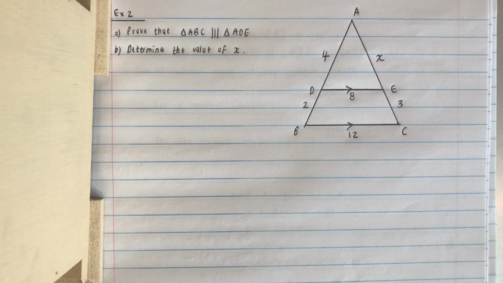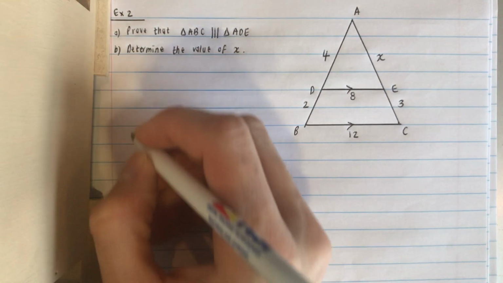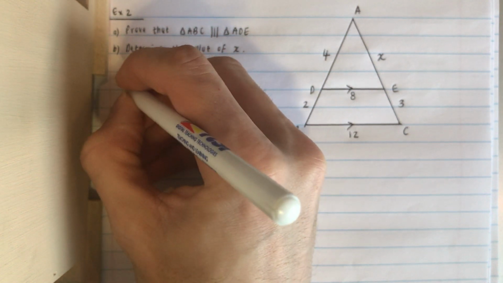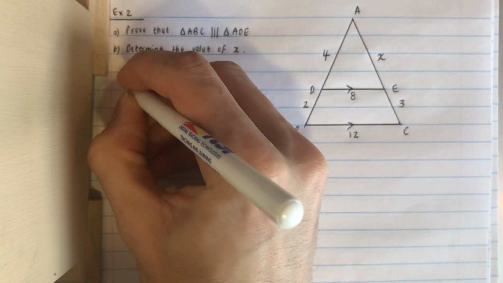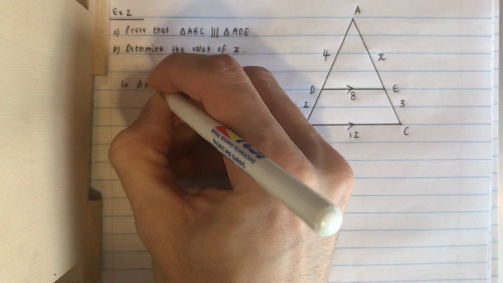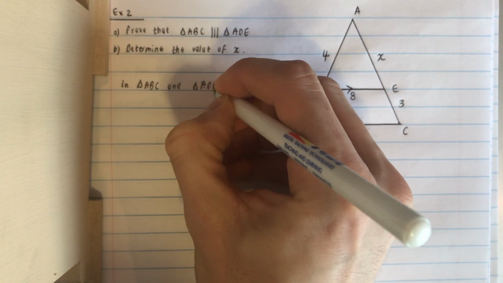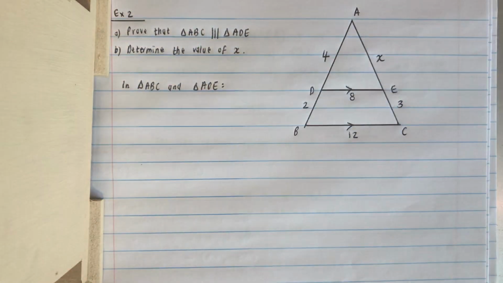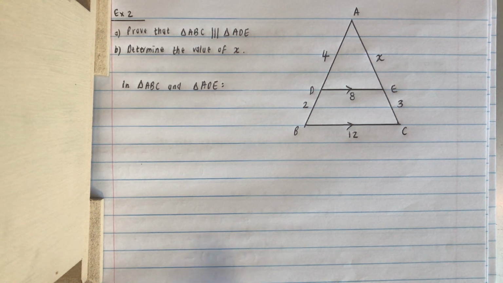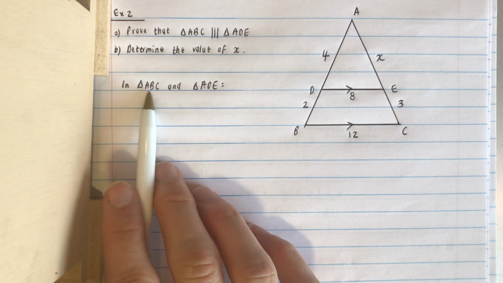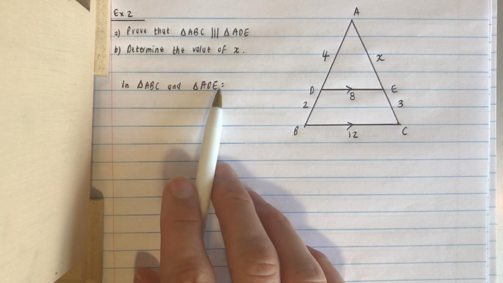So first, I just want to say, remember that there's always the same method that we follow when we prove that two triangles are similar, and it goes like this. We always start by saying in triangle ABC and triangle ADE colon. That's always how we start. We're following a specific method, and I want you to always do it like that. So in triangle ABC and triangle ADE colon.